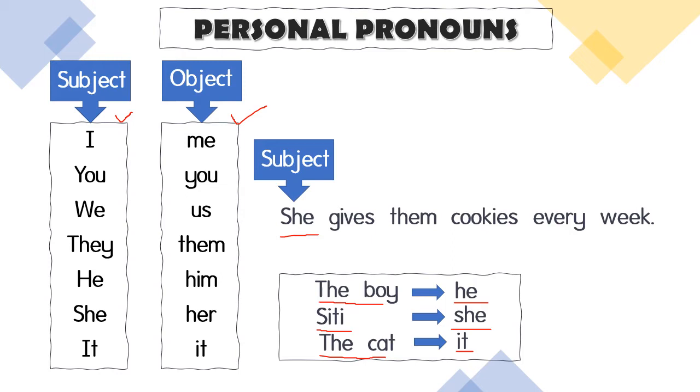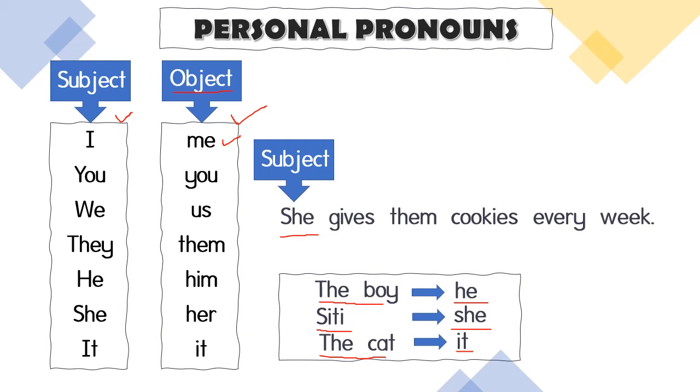Okay, so subject pronouns can be I, saya, you, awak, we, kami, they, mereka, he, dia, lelaki, she, dia, perempuan, it, ia, haiwan atau benda. Okay. We use all these pronouns as subject pronouns, but when you want to use pronouns as object, we have to use this form. Okay, for I, you have to use me.